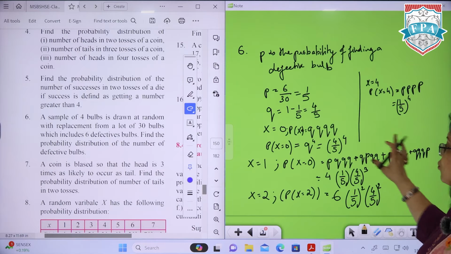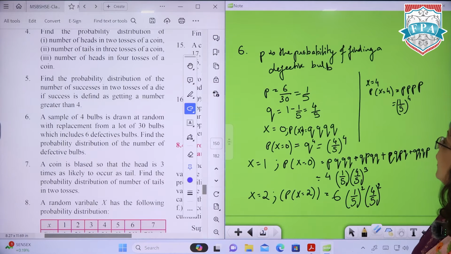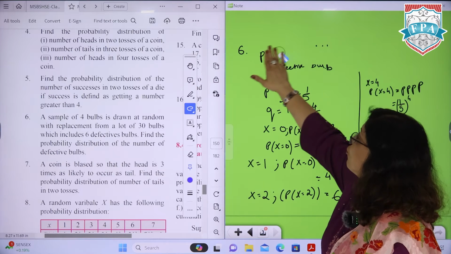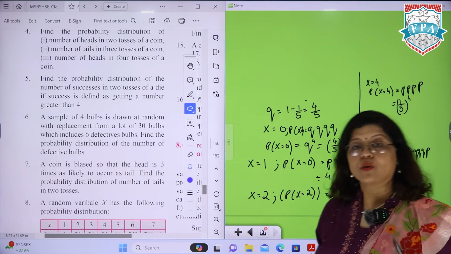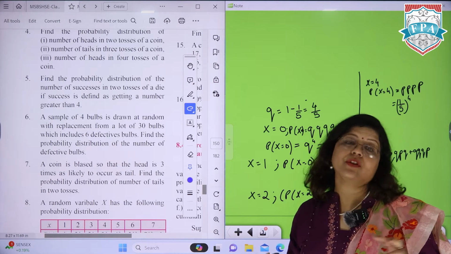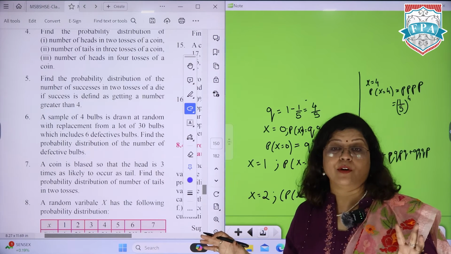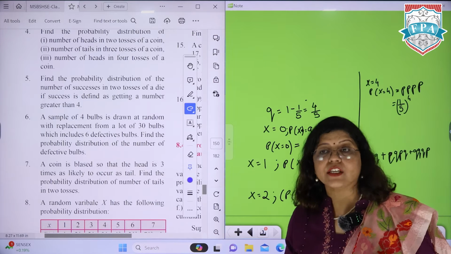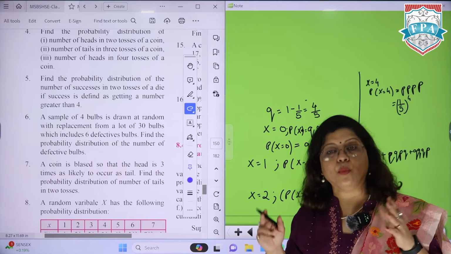Don't think that your question is over at this stage. Your question is now to make the probability distribution table. Now this table you can make either in the horizontal form or in the vertical form. In case you are just supposed to make the distribution table, you can make it in the horizontal form. But in case you have to also find out the expected value and the variance, always make the table in the vertical.